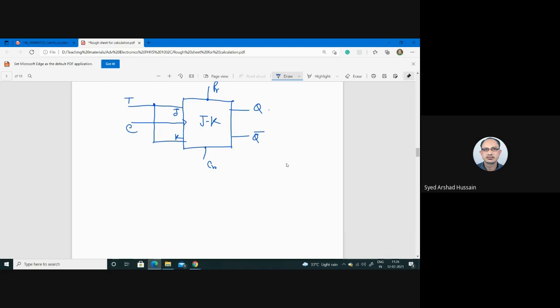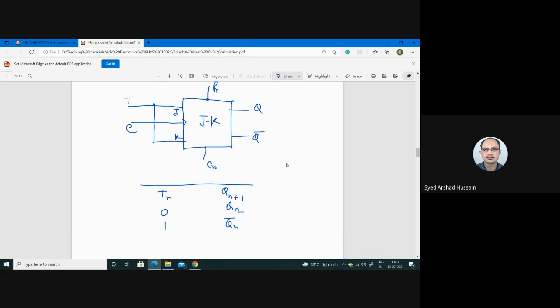How? If you write the function table, say Tn is 0, then your output Qn+1, if it is 0, that means no change. Your output will be the earlier state, because in JK flip-flop 0 0 means no change. But if it is 1, then J is equal to 1, K is equal to 1. So depending on the earlier state Qn, it will be Qn bar. But it will depend on the clock pulse.